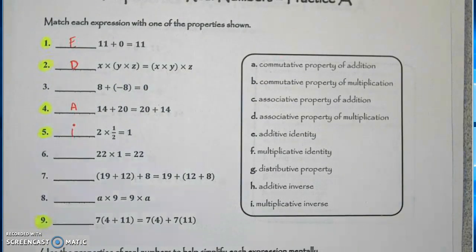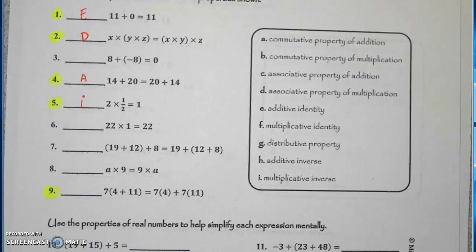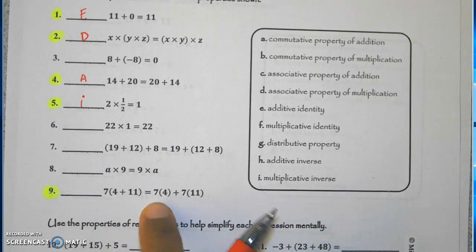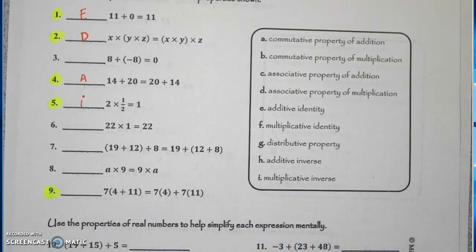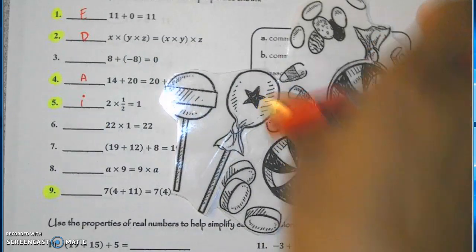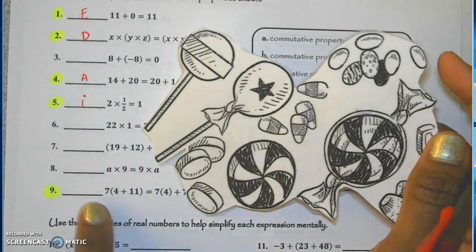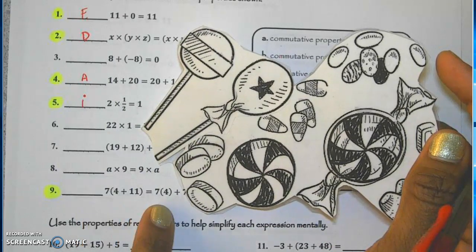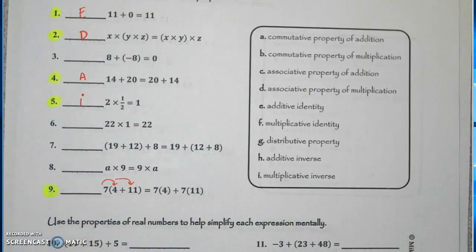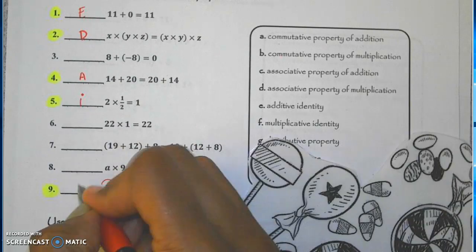And last but certainly not least, what do we have here? We have 7 times the quantity of 4 and 11 is equal to 7 times 4 plus 7 times 11. We just did this one. This is going to be our distributive property. Distribute. Everybody is getting some. That 7 is being distributed to everyone inside parentheses. Distributive property. So where's distributive property? G.